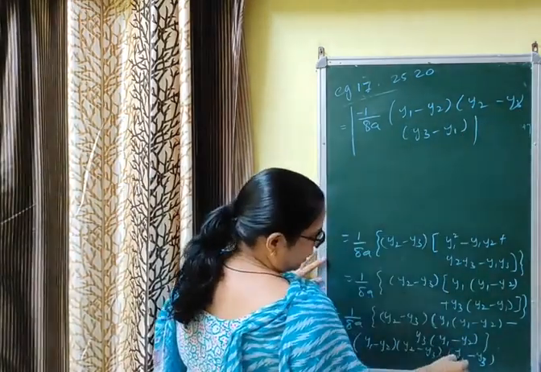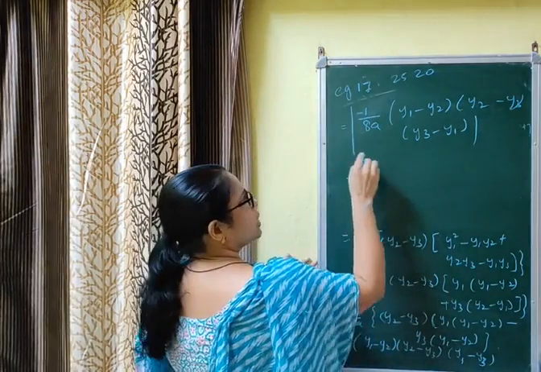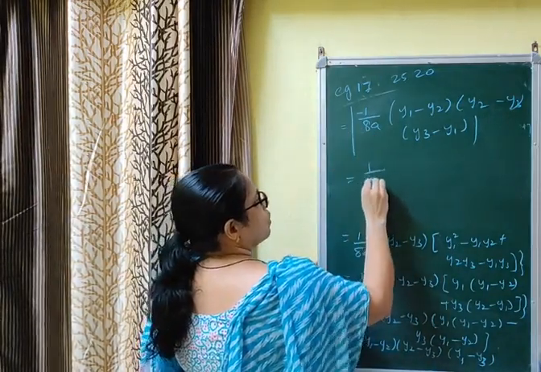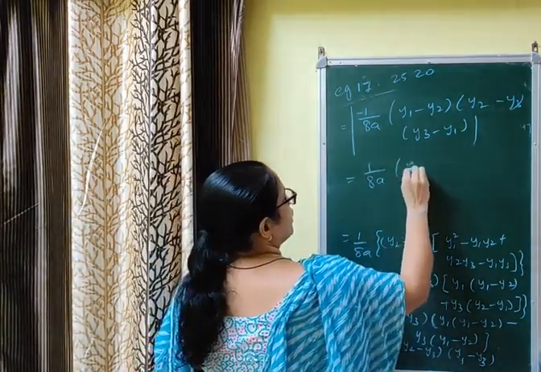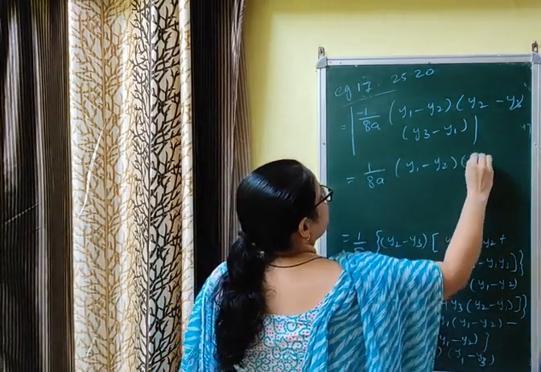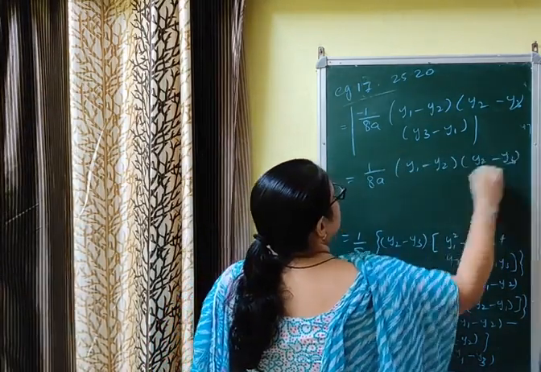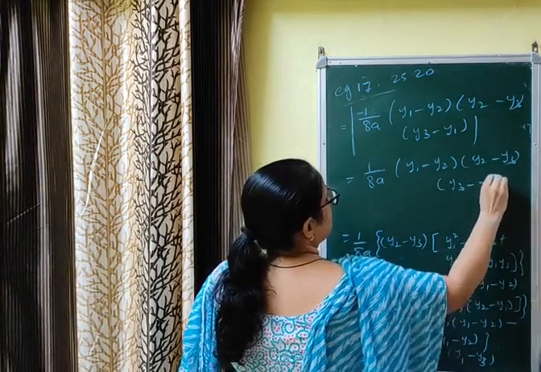For y3 minus y1, the minus sign is common. Since it is area, you can take only the numerical value, that is 1/8a into y1 minus y2 into y2 minus y3 into y3 minus y1. This you were asked to prove.